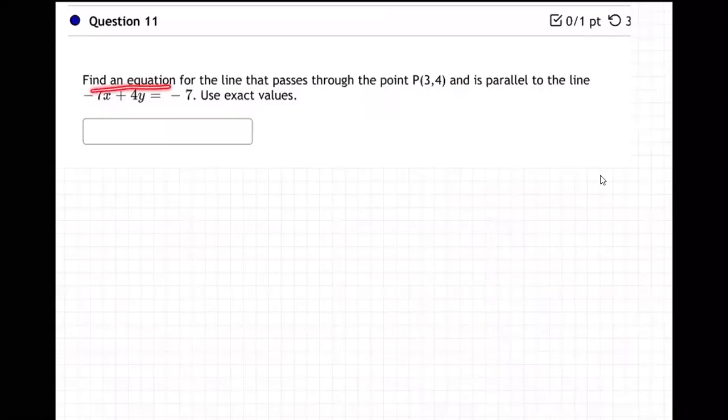Okay, so it says find an equation for the line that passes through the point (3, 4) and is parallel to the line according to this equation here. And it says use exact values. Okay, how do we do it?